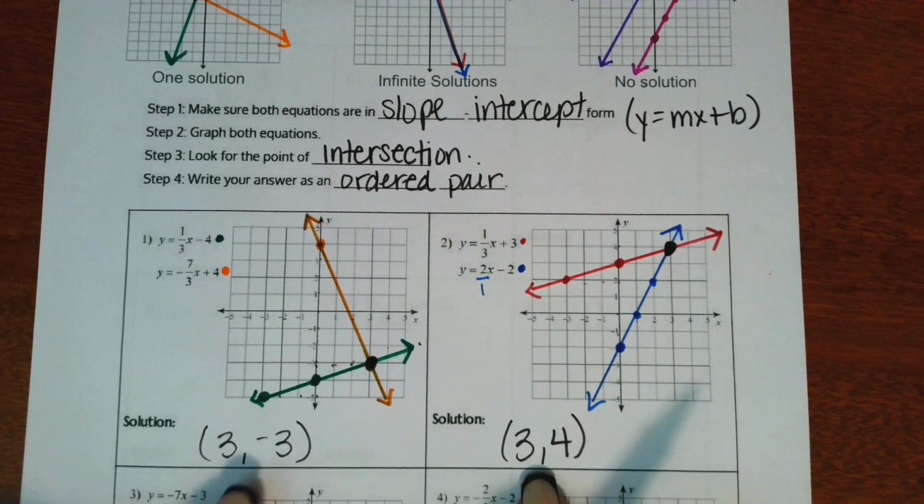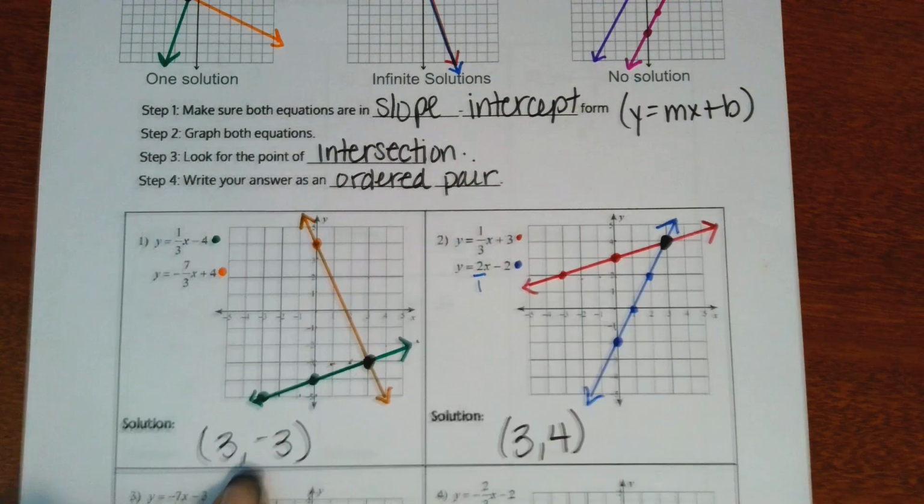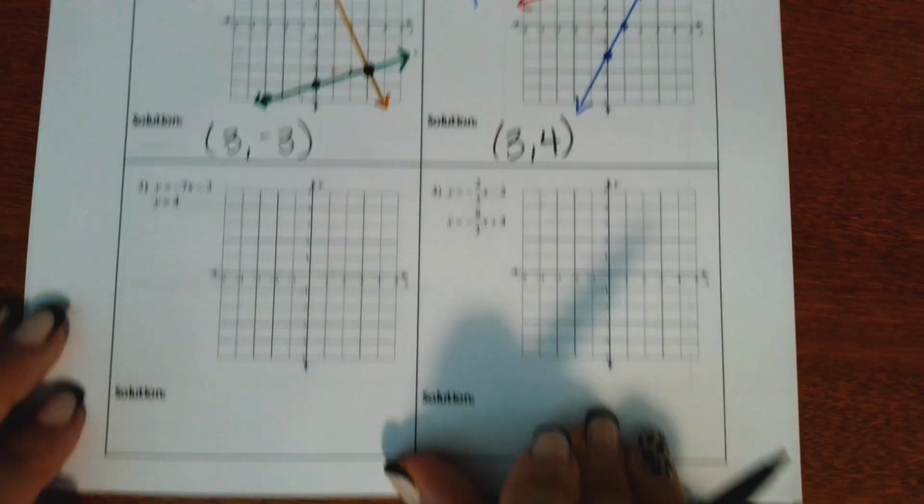Okay, now your solutions may not always be whole numbers. That's why it's important to draw straight lines. When they end up being decimals, that presents a new problem if you're not using a straight edge to draw your linear function. So be careful with that.